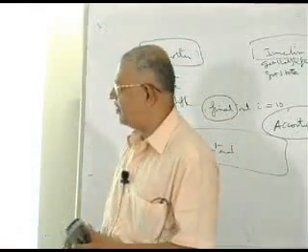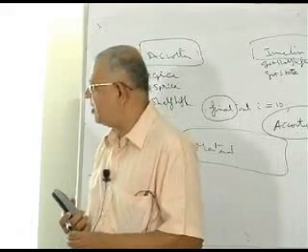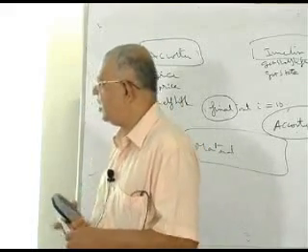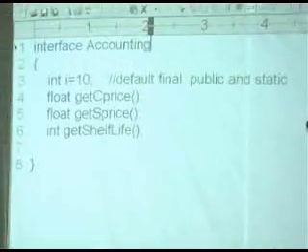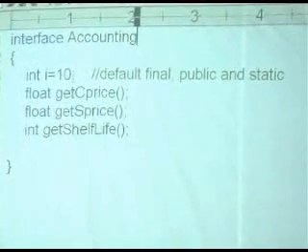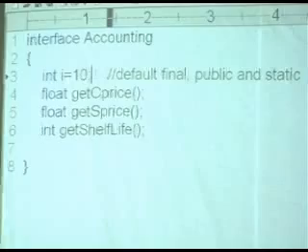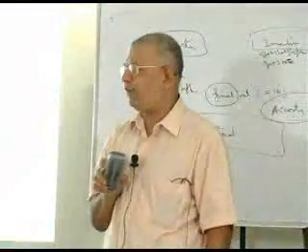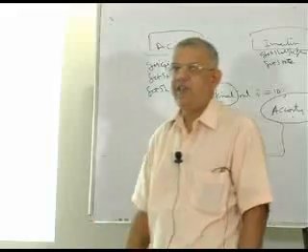So we have done quite a lot of thinking about this interface. We have said interface accounting has I is equal to 10, float price. We have talked a lot about this I. We have understood that though we don't say it explicitly, implicitly it is public, implicitly it is static, and implicitly it is final. This is something which people don't remember.